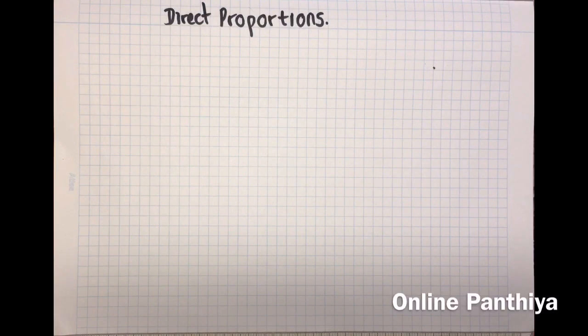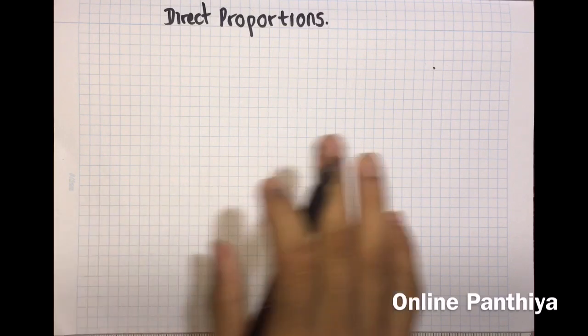Okay, welcome back. This is the 10th lesson of grade 9, about direct proportions. Now, students think this lesson is very hard and very hard to score. But I'll tell you, the reason is that students don't understand the theory behind this. There is nothing hard here.